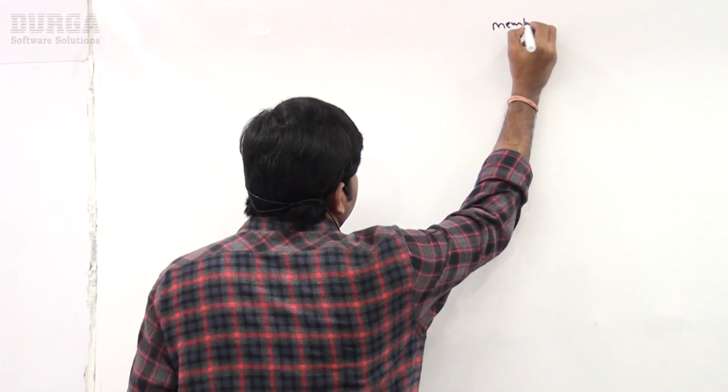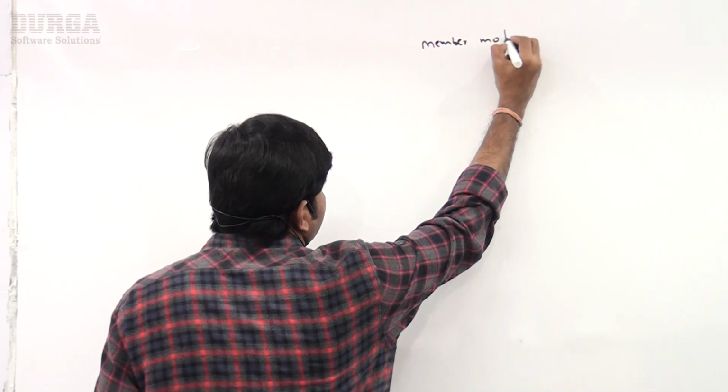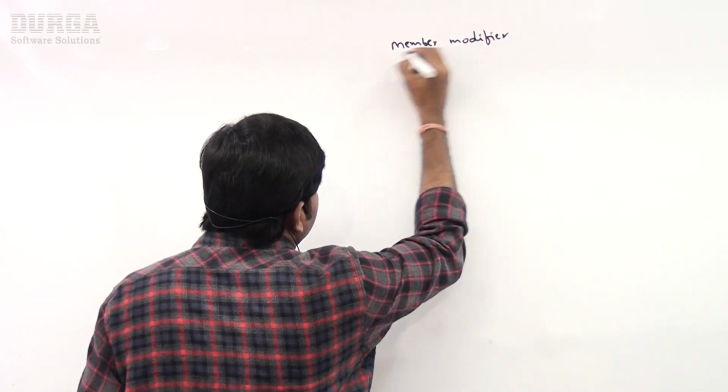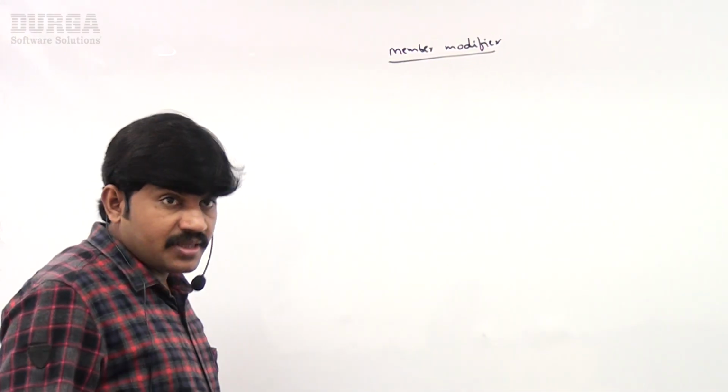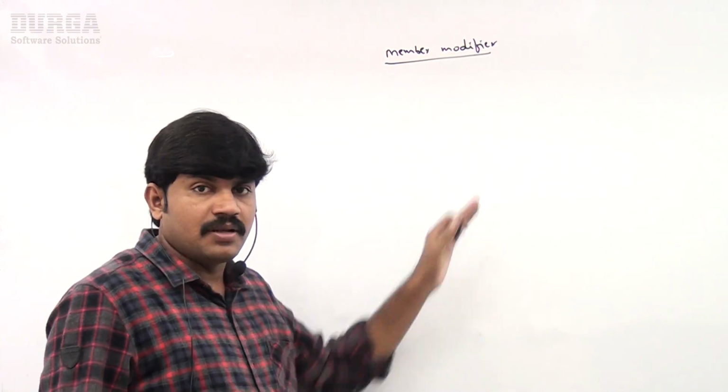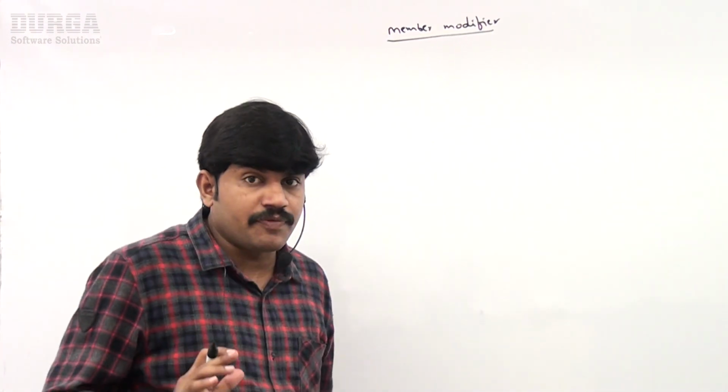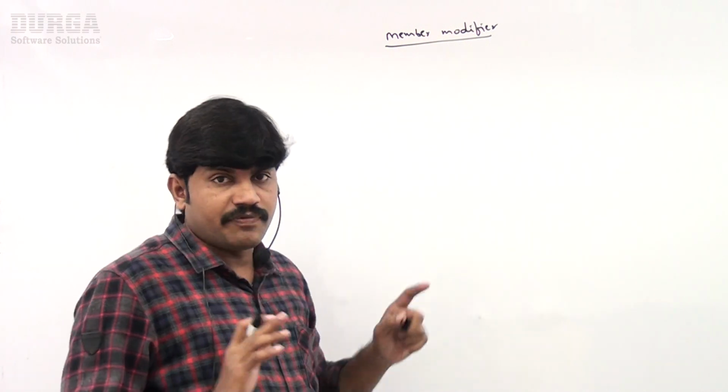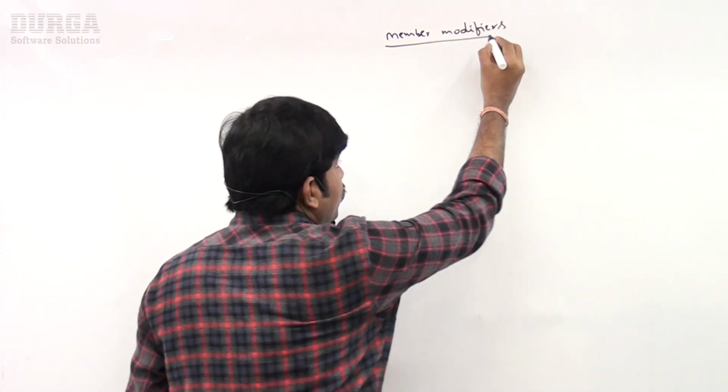So what is the topic we have to discuss? Member modifiers. Member means it may be a variable or it may be a method. For a method, which modifiers are applicable? For a variable, which modifiers are applicable? These are the things we have to discuss.